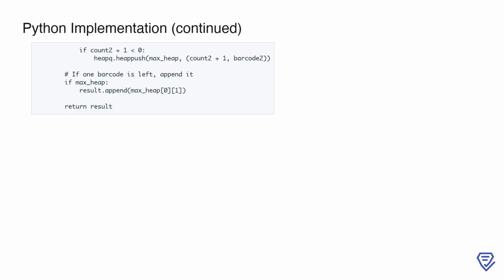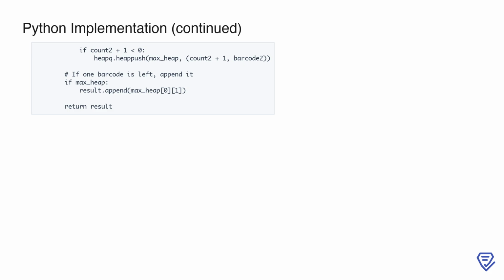Once the loop is complete, we check if there is one barcode left in the heap. If so, we append that last barcode to the result list. This step handles cases where the input contains an odd number of barcodes, ensuring that the final barcode is placed without violating the adjacency condition.